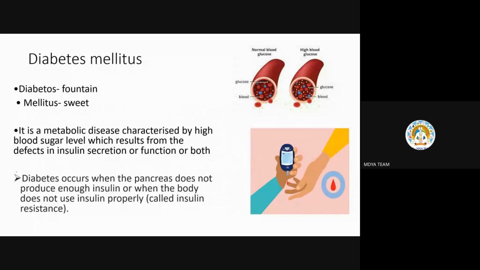Now we'll come to the exact problem for which we are taking this class, diabetes mellitus. Now it will become very easy for you all to understand. The word diabetes mellitus: diabetes means fountain, and mellitus means sweet. So, fountain of sweets. Therefore we used to call it sugar. A person is having sugar.